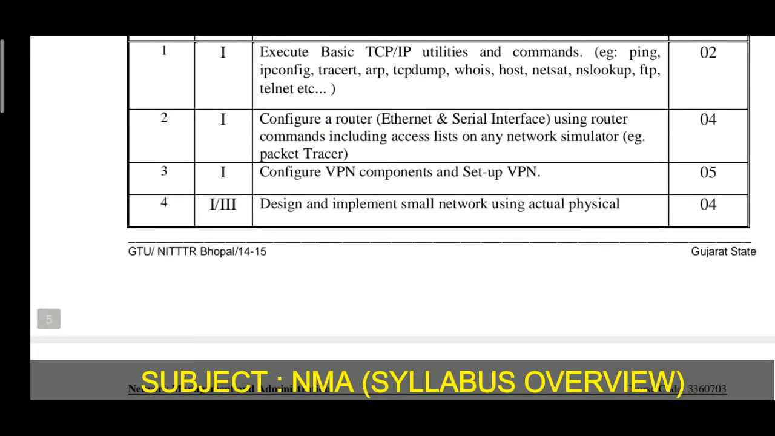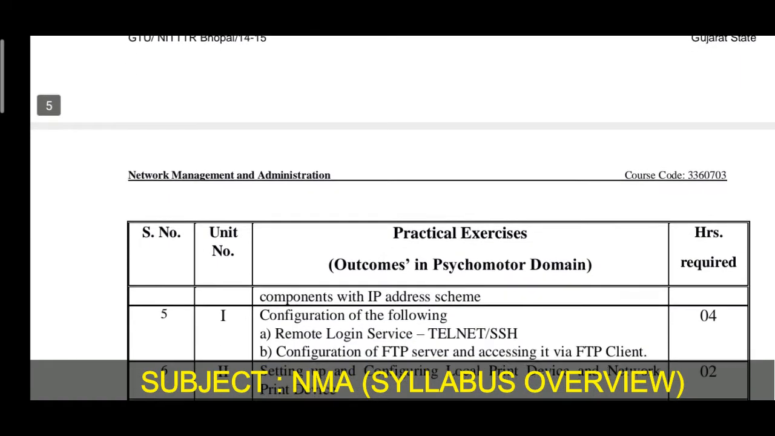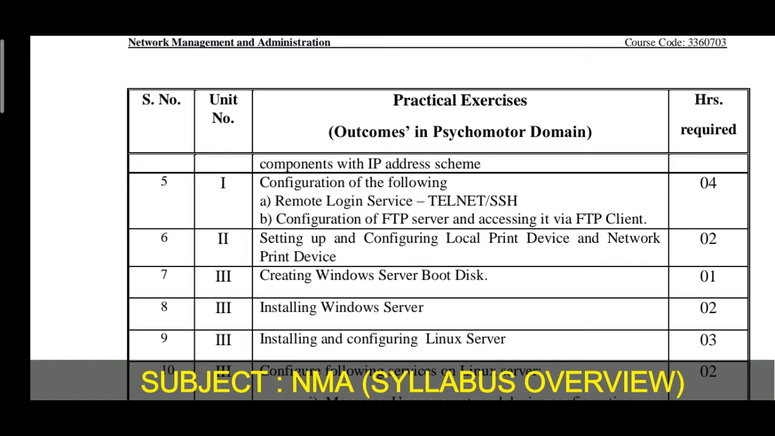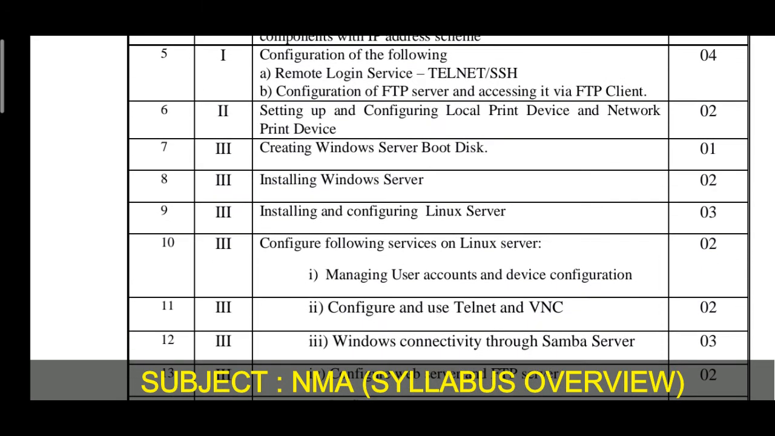Then configure VPN components and set up VPN. Then design and implement a small network using actual physical components with an IP address scheme. And then practical number 5 is considered the configuration of the following: first of all, remote login service Telnet as well as SSH. Then configure an FTP server and access it via an FTP client, file transfer protocol. Then set up and configure a local print device as well as a network print device.